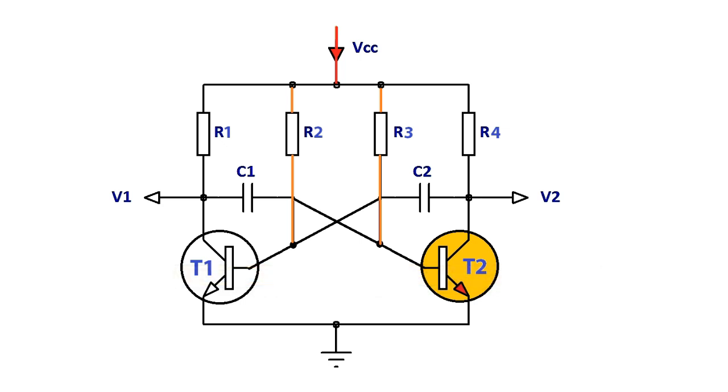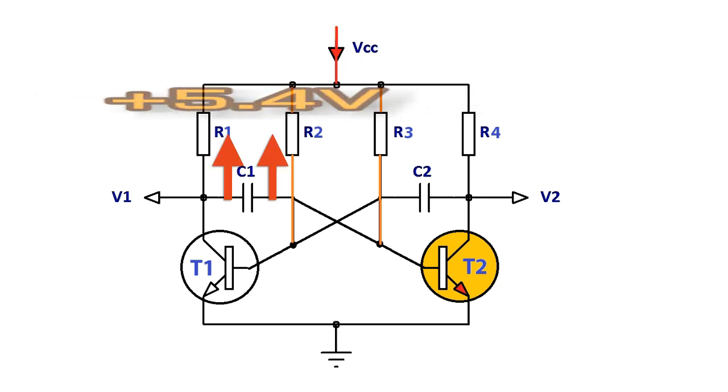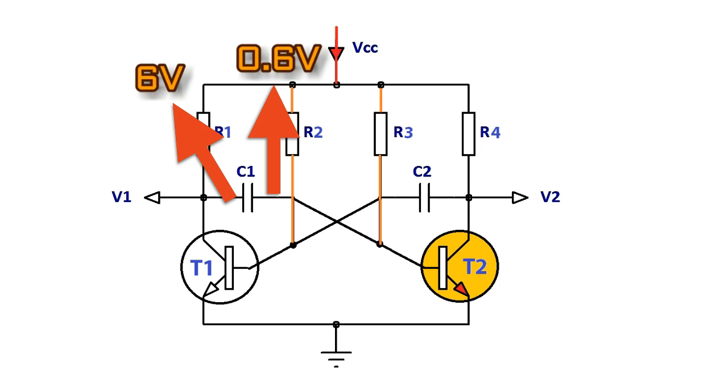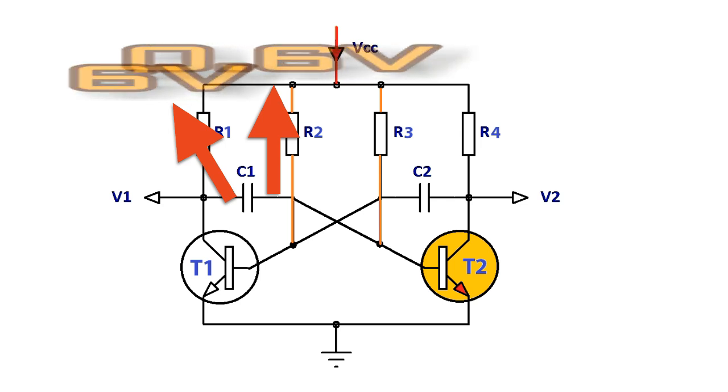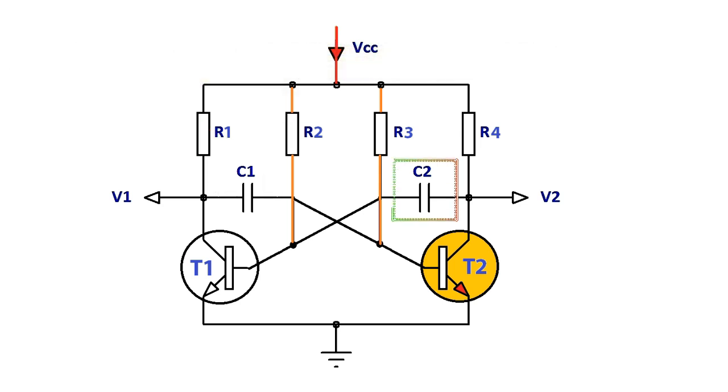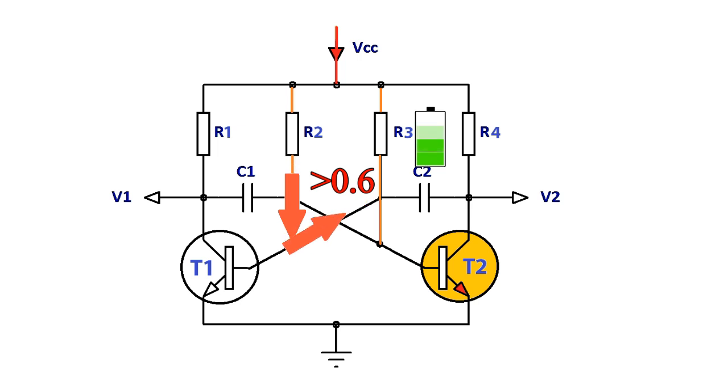Therefore, capacitor C1 has a potential difference of positive 5.4 volts across its plates, 6.0 volts and 0.6 volts, from point A to point B. Since TR2 is fully on, capacitor C2 starts to charge up through resistor R2 towards VCC. When the voltage across capacitor C2 rises to more than 0.6 volts, it biases transistor TR1 into conduction and into saturation.